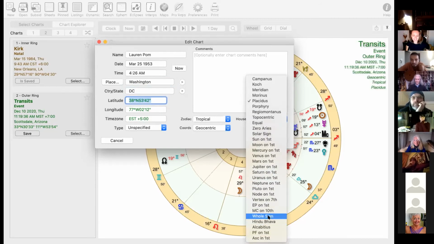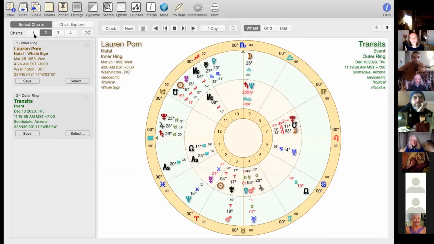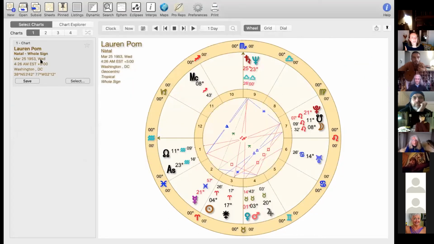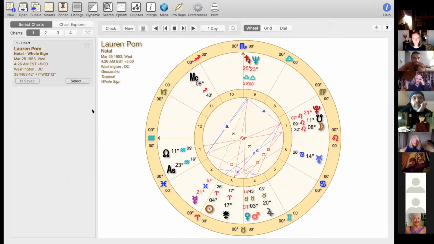Houses, whole sign. You want to do this whole sign, Lauren, or Placidus? Yes, whole sign. Whatever you are teaching in your presentation is what I based what I'm talking about on. All right, from what you had said. Go ahead. Does that make sense? Okay, yes. Anything you want me to put up, just tell me.